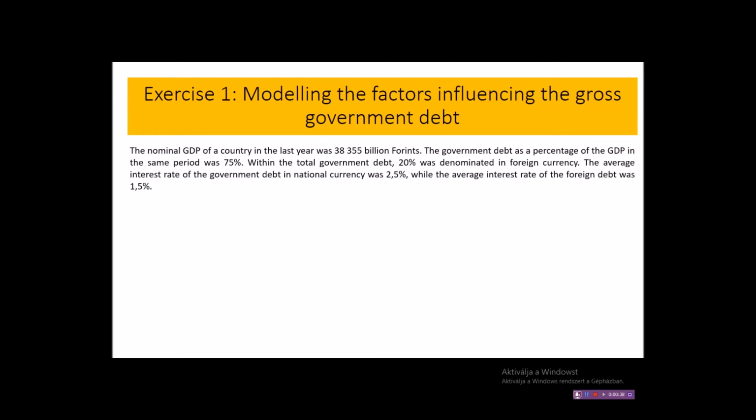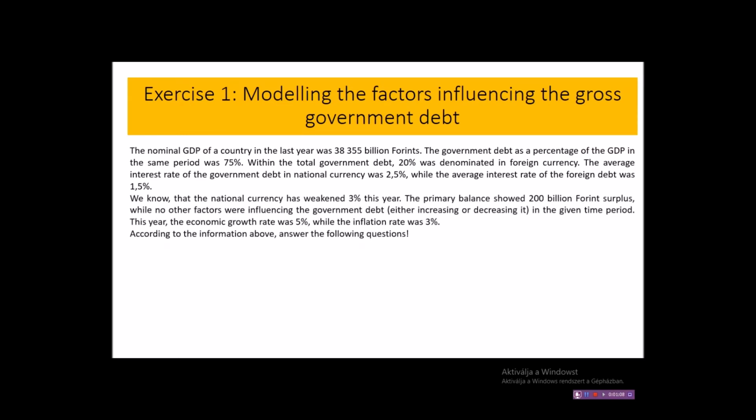There is a country whose nominal GDP in the last year was 38,355 billion forints. The government debt as a percentage of the GDP in the same period, so last year, was 75%. Within the total government debt, 20% was denominated in foreign currency. The average interest rate of the government debt in national currency was 2.5%, while the average interest rate of the foreign debt was 1.5%. Furthermore, we know that the national currency has weakened 3% this year.